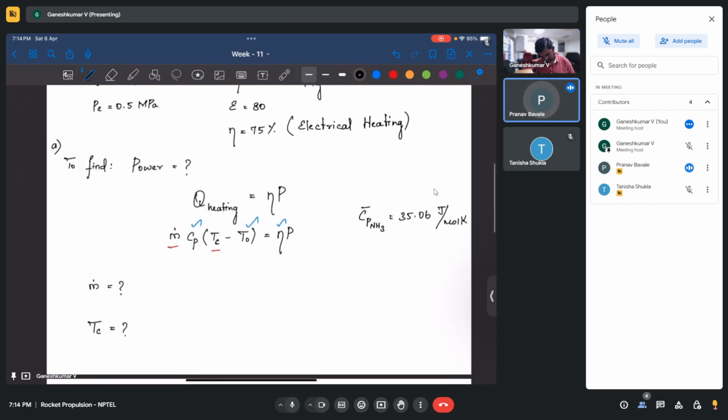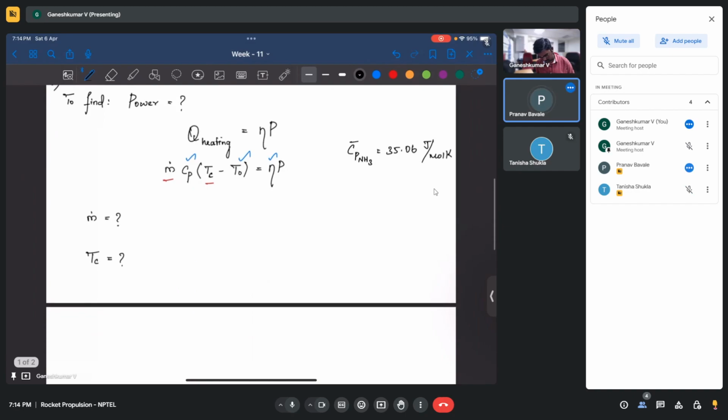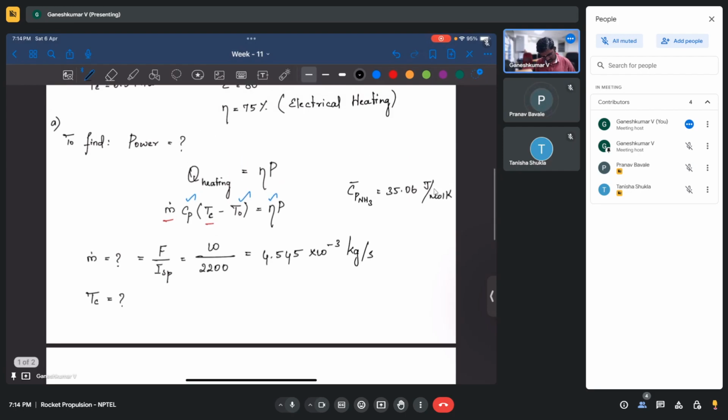m dot can be found from the ISP and the thrust. It's going to be F by ISP. Wonderful. So I got 4.545 grams per second, that is 4.545 times 10 power minus 3 kg per second. Okay, wonderful. Now the Tc, how do we find Tc?